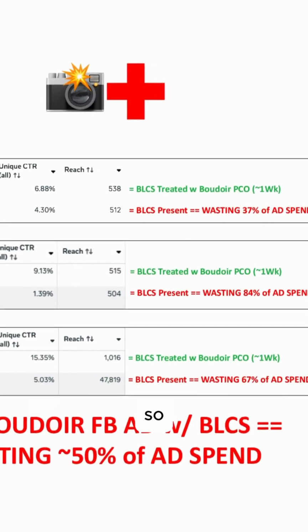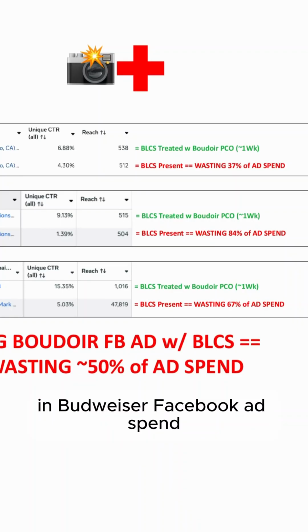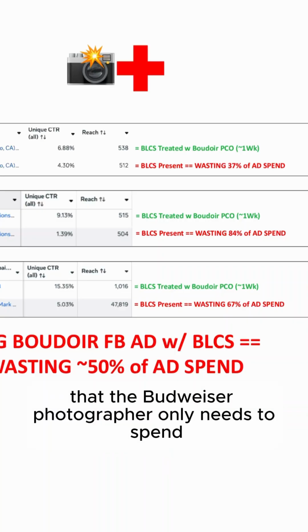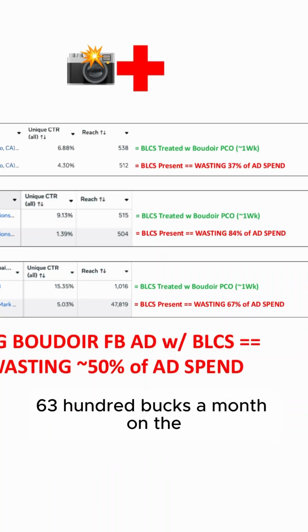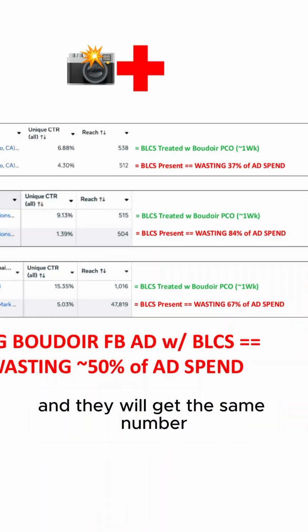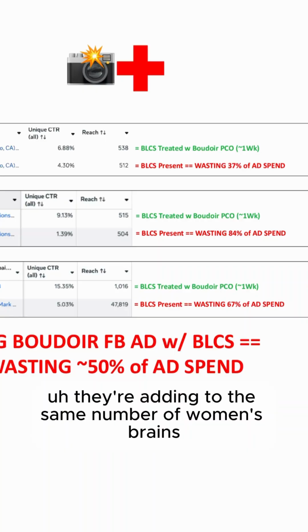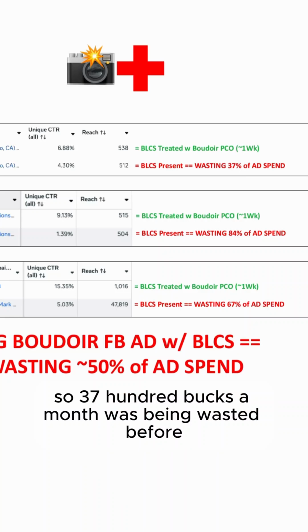So we found the original boudoir Facebook ad is wasting 37% of ad spend, which means if the original was spending 10 grand a month, now the boudoir photographer only needs to spend $6,300 a month on the boudoir Pico treated ad, and they will get the same number. They're adding to the same number of women's brains each month. So $3,700 a month was being wasted before.